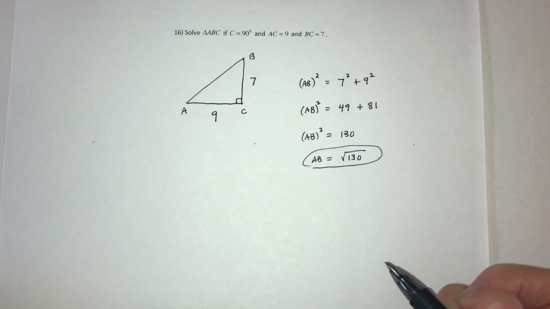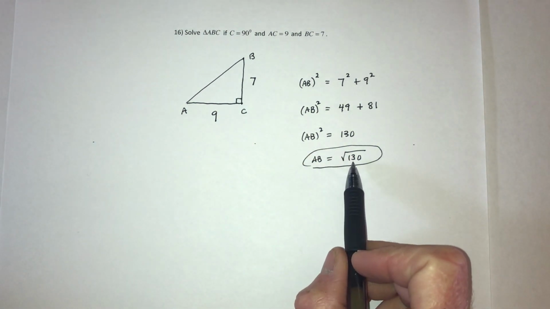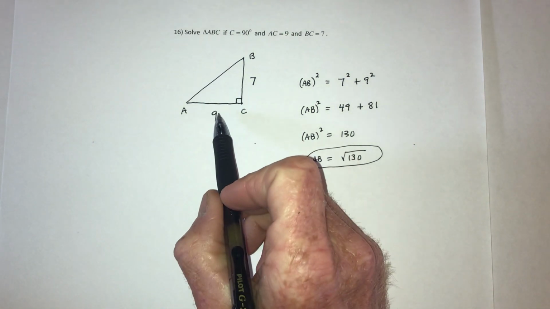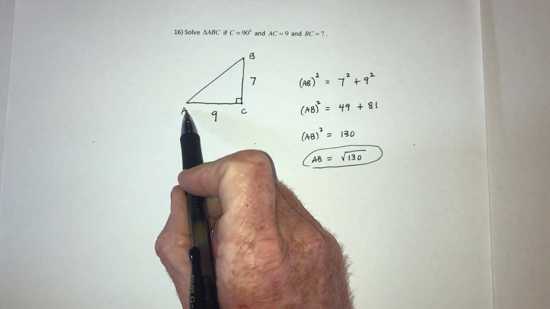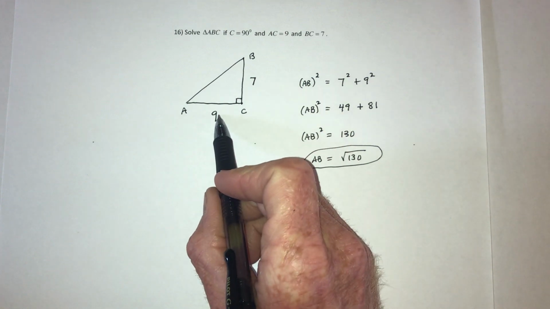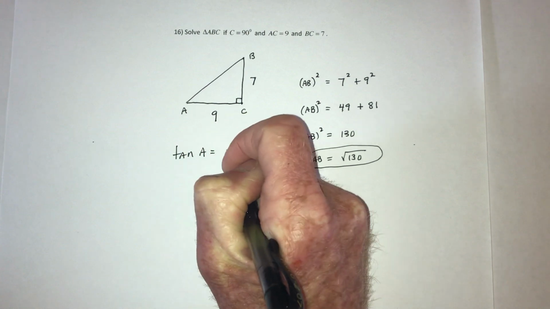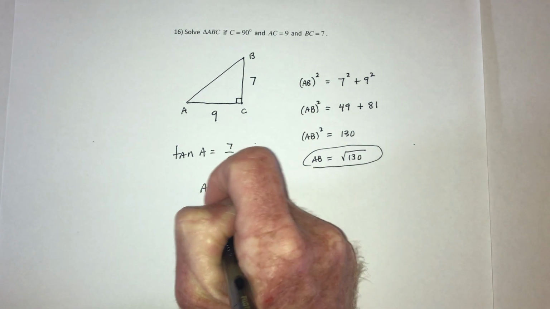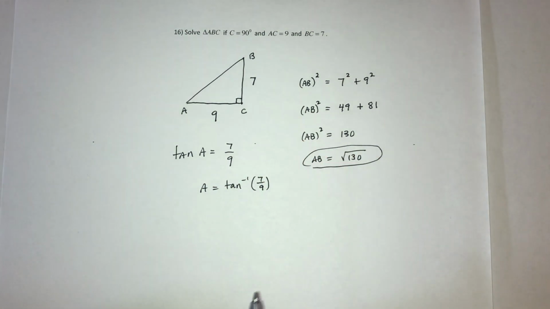Now I need to find the angles. So use the 7 and the 9, because if I made a mistake on this square root of 130, I don't want to put it on here and then use it and then mess up my other answers. So the 7 and the 9, I know those are right. So to solve for angle A, I could use this is opposite and this is adjacent. So that would be tangent of angle A equals opposite over adjacent. And then to solve for A, just take tangent inverse of 7/9.